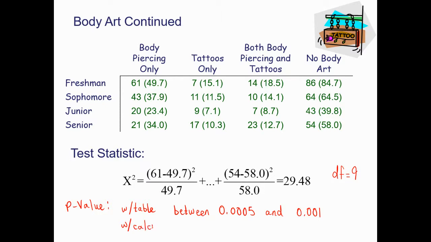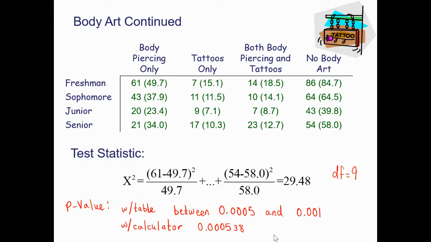So with the calculator, you would get that it was 0.0005, and then what were the next decimals? Well, 38. You got 376. Yeah. So we'll just say 0.000538. Okay. So those are our p-values. You don't have to give me both. You can give me one or the other.